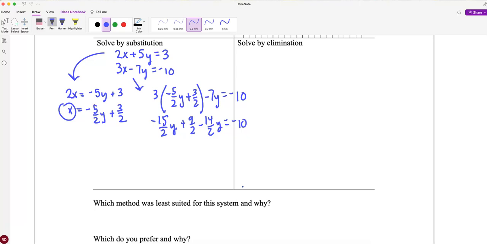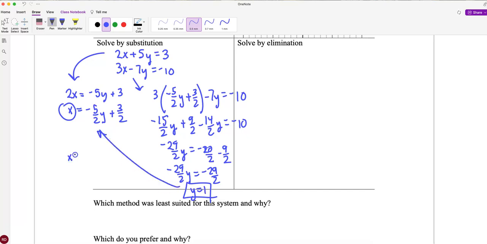So this gives me what? Negative 29 over 2 y equals negative 20 over 2 minus 9 over 2. So negative 29 over 2 y equals negative 29 over 2. y is 1. Okay. If y is 1, plug that back in here. You get x is negative 5 halves plus 3 halves. So x is negative 1. So I had them mixed up.